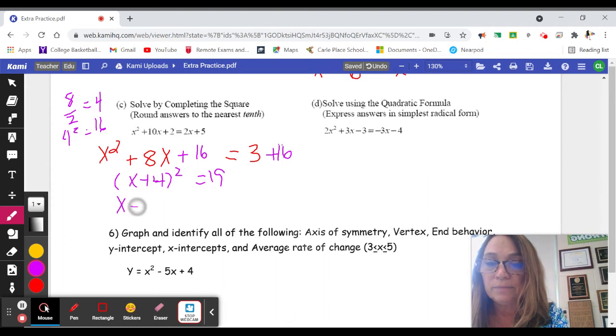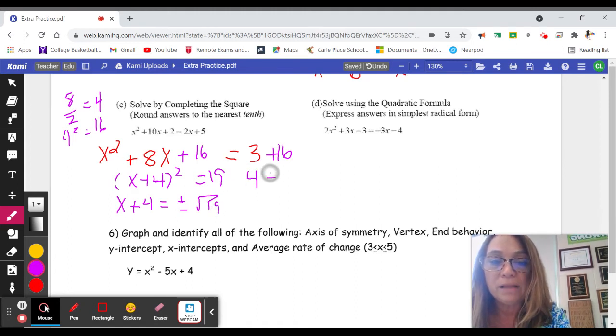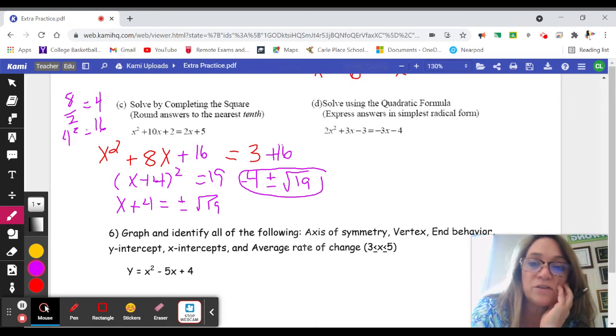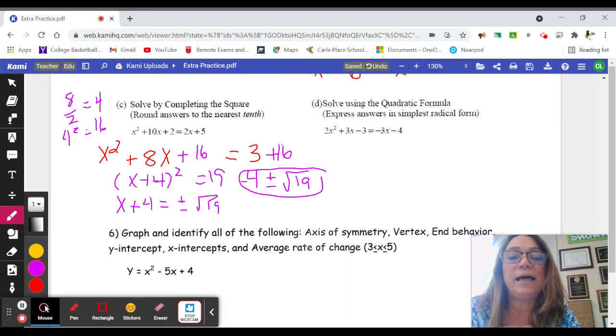So x plus 4 equals plus or minus radical 19. So x equals negative 4 plus or minus radical 19, negative 4 because I moved it to the other side. And then you would type that in your calculator in order to get answers to the nearest tenth. You would type it once as negative 4 plus radical 19, get your answer, and then type it again as negative 4 minus radical 19.